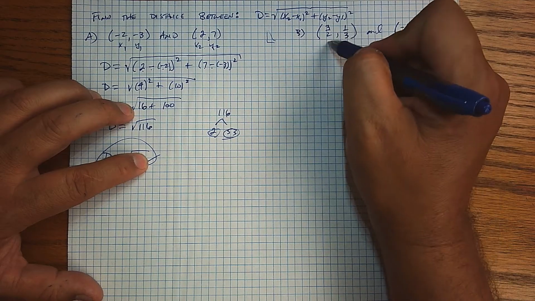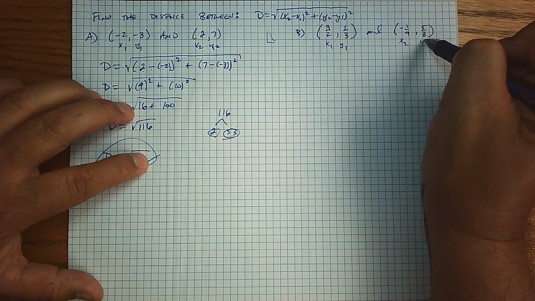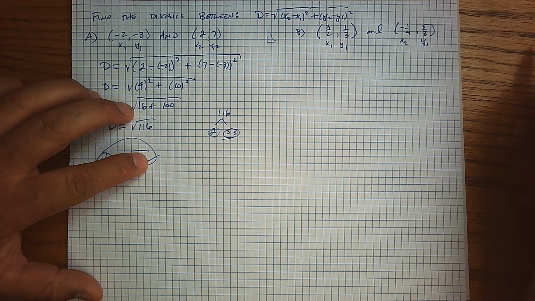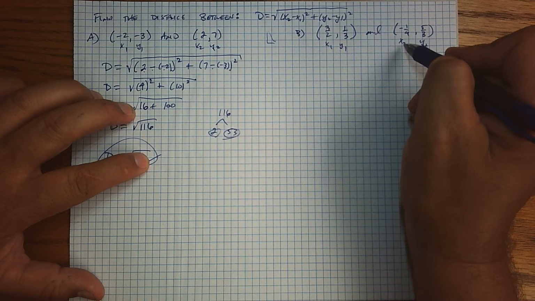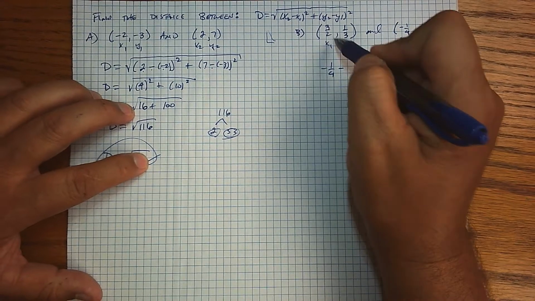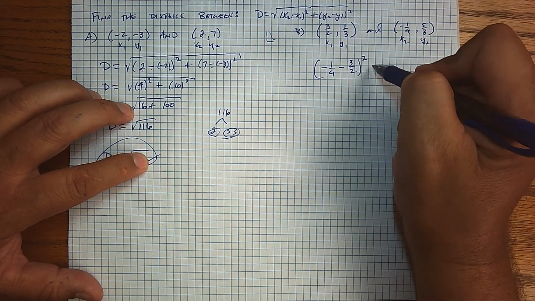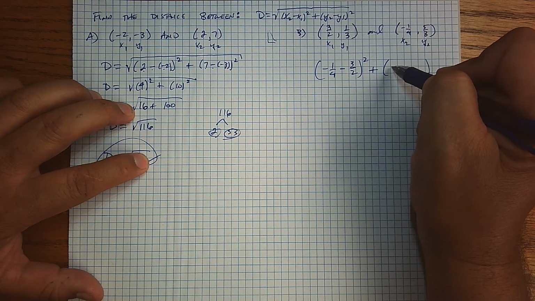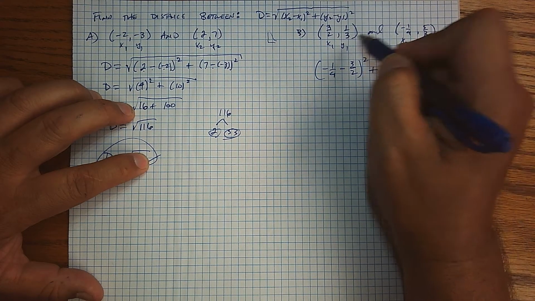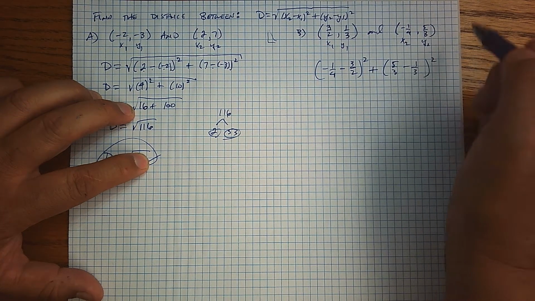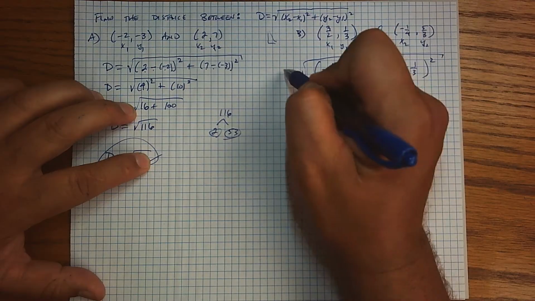So here's my x1 and my y1. Here's my x2 and my y2. So we just plug them into the formula. So x2 minus x1, we're going to square that. Add that to my y2 minus my y1. And we're going to square that and then take the square root of it.